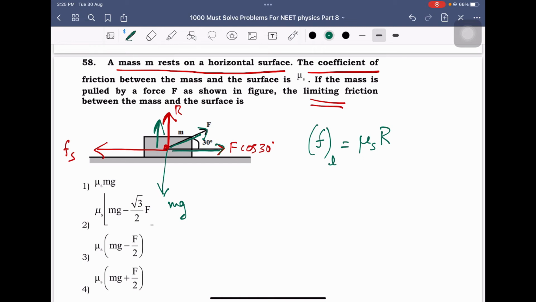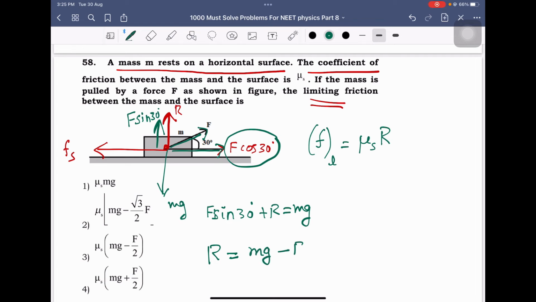If this is F cos 30, then this will be F sin 30, because that is the opposite side. Now what can we write? F sin 30 plus R will give you mg, or reaction force R equals mg minus F sin 30.